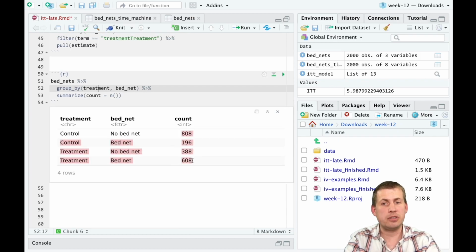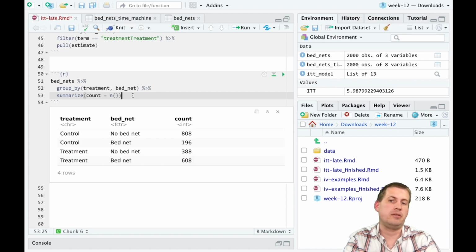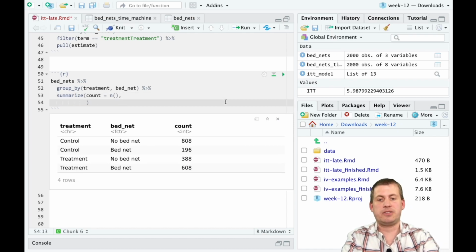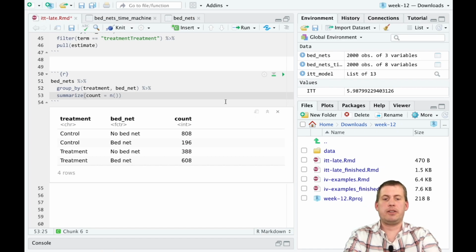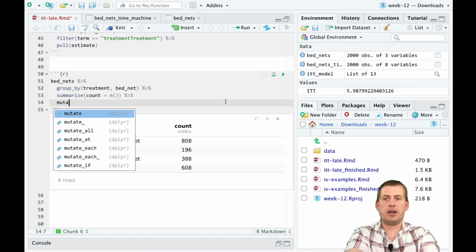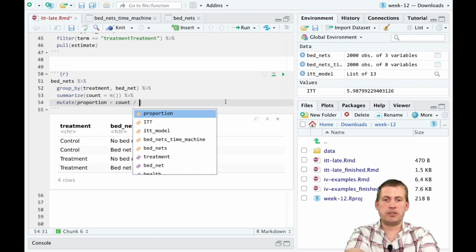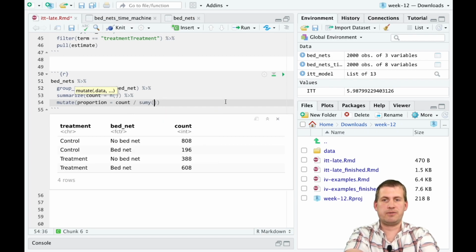So we have counts. What we want to do is get the proportion. And so we need to divide each of these counts by the sum. So what we can do is, inside or outside of summarize, add another pipe, and we'll make a new column with mutate. We're going to say mutate proportion equals, so we're going to take this count column divided by the sum of the count column.